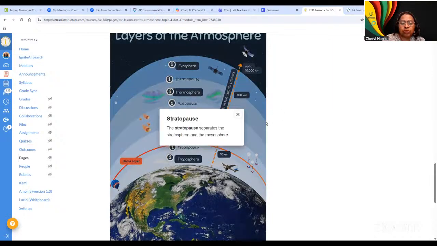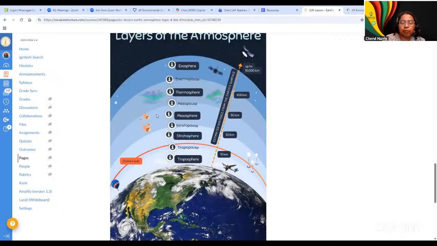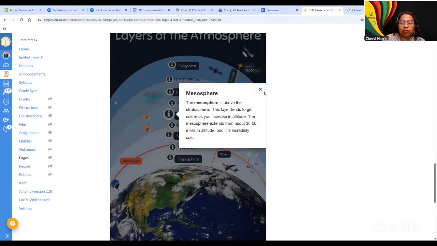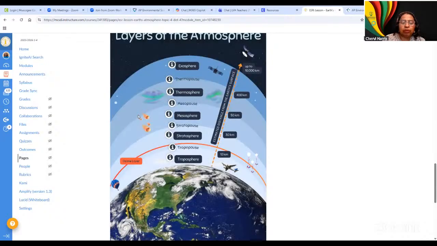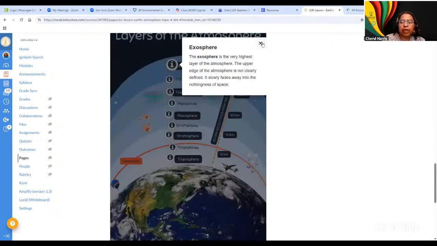So just click on all these little buttons and read what it has to say. Know what layer the meteors are going to be in. That's these things flying around over here. And we have our satellites running around outside in the exosphere. So those are the kind of things you need to be aware of as far as the atmosphere is concerned.